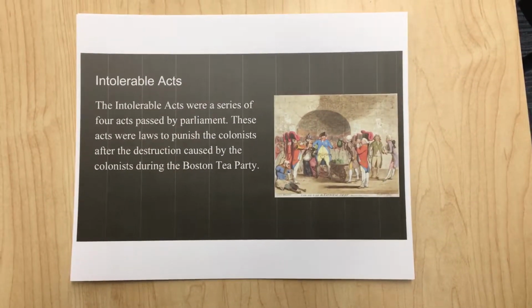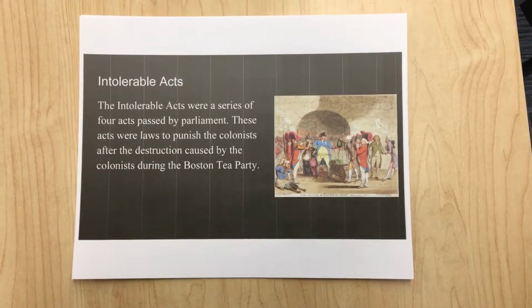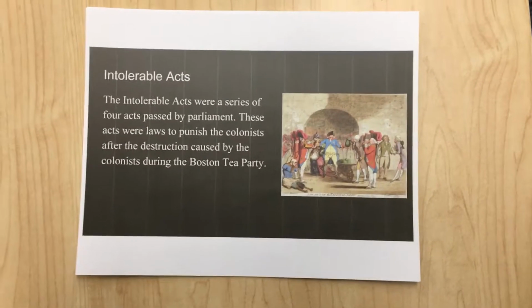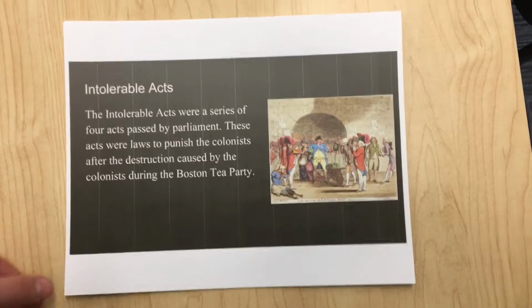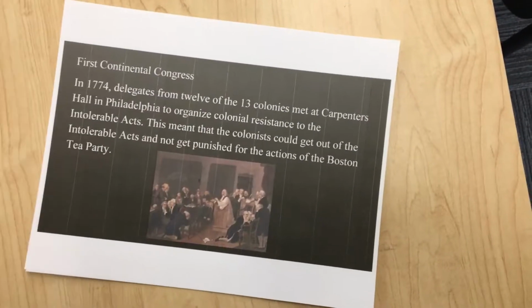Intolerable Acts. The Intolerable Acts were a series of 4 acts passed by Parliament. These acts were laws to punish the colonists after the destruction caused by the colonists during the Boston Tea Party.